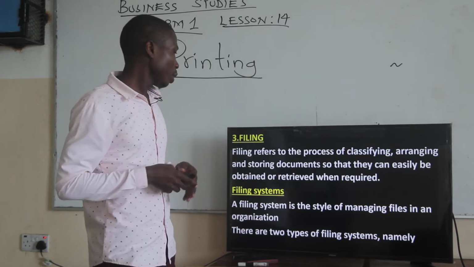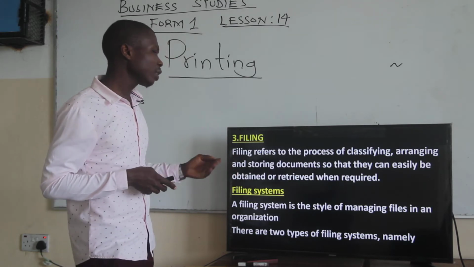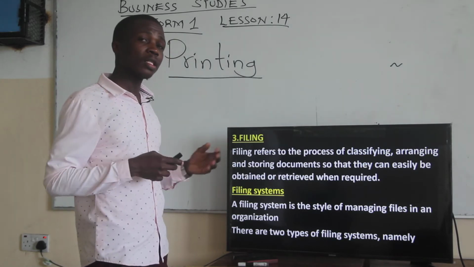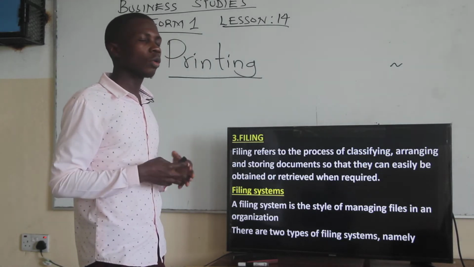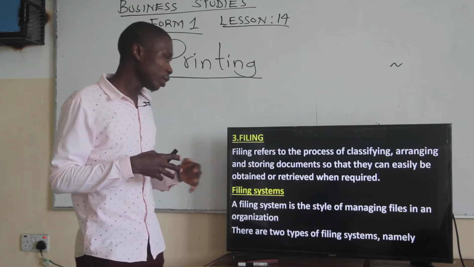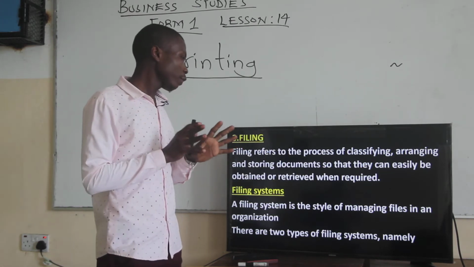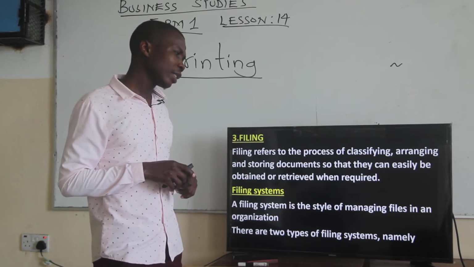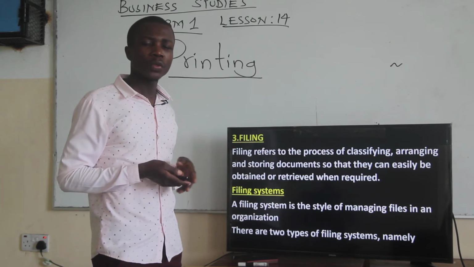Then after that, filing system. Filing system is a style of managing files in an organization. There's something also to understand. We talk about filing. We have a filing system, which is the style of managing these files in an organization. Then there are two types of filing system, namely, we only have two.